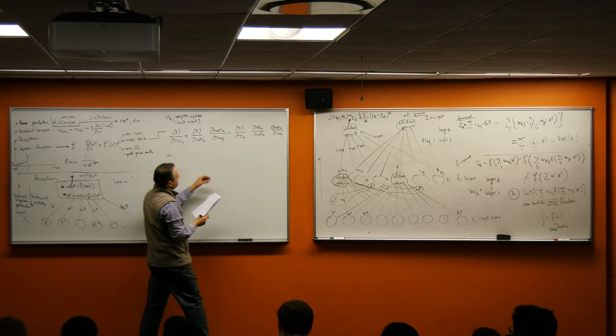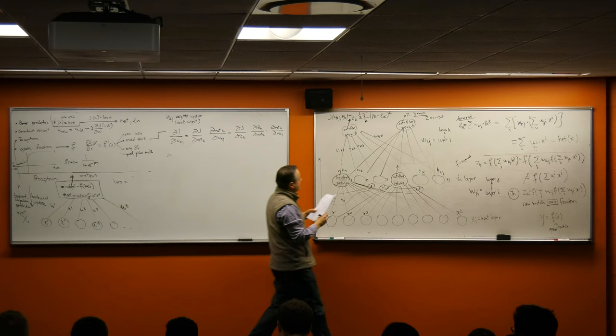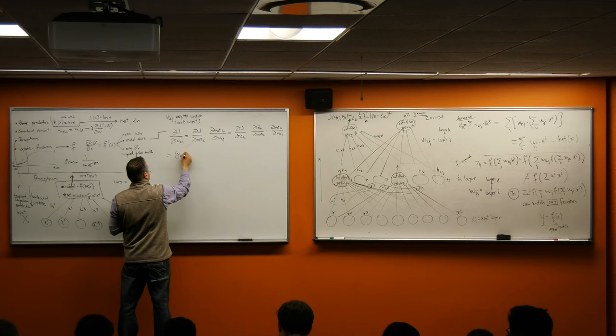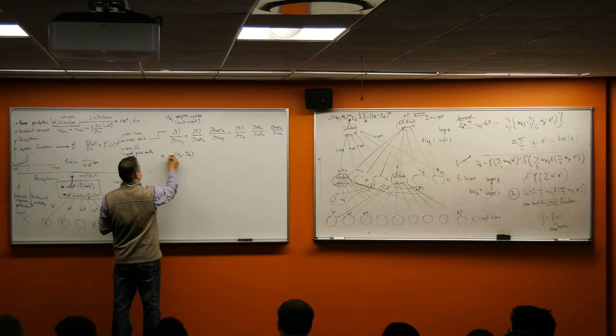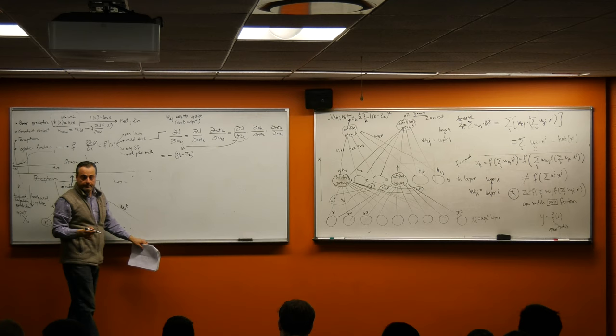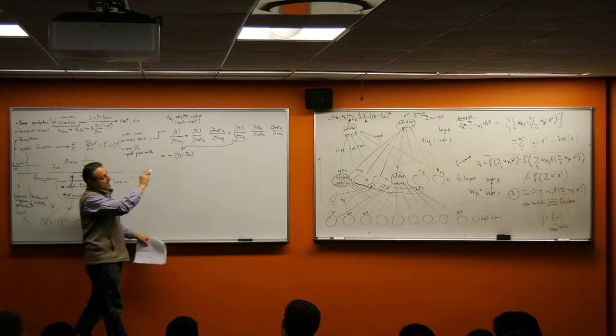J with respect to Z is easy to do, right? That's 1/2 (y_k minus z_k), because the 2 goes away with the 2. I think I need a minus in there. This is correct. The square has a 2 in the front, which cancels with 1/2. y_k minus z_k stays, and then I have a minus from z_k that becomes a minus.